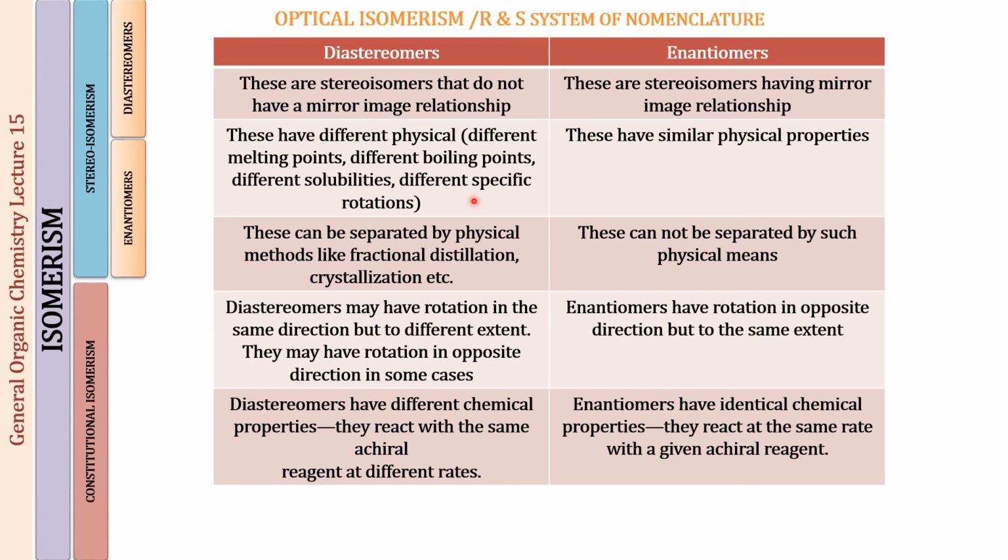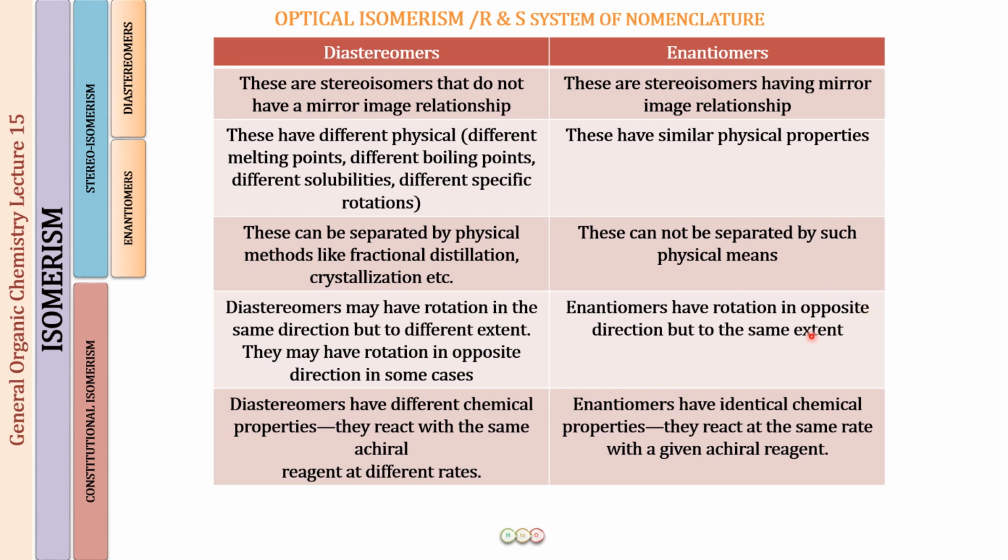One is going to be rotating the plane polarized light in the clockwise direction, the other one is going to be rotating the plane polarized light in the opposite direction. So diastereomers can be separated by physical methods like fractional distillation, crystallization, etc., whereas the enantiomers cannot be done so. The diastereomers may have rotation in the same direction but to a different extent. They may have rotation in the opposite direction also in some cases, but the enantiomers will always have the rotation in the opposite direction but to the same extent.